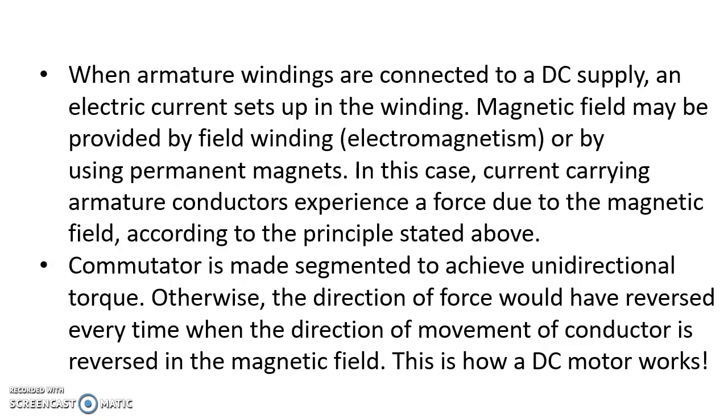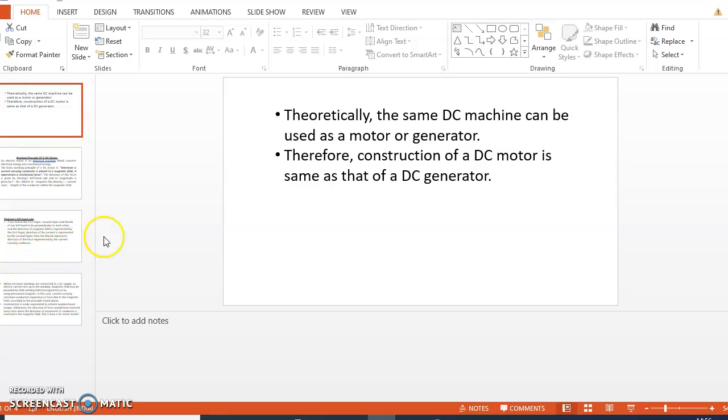So in order to get a unidirectional force outside the motor, what will happen? Electrical energy is given, and mechanical energy is developed inside the motor, but what kind of mechanical force has been developed? It has a twisting nature. In order to make it unidirectional, we need a segmented part called the commutator. Here the commutator is made segmented to achieve unidirectional torque. Otherwise the direction of the force would have been reversed every time. When the direction of the movement of the conductor is reversed in the magnetic field, this is how the DC motor works. Let us conclude with the points.